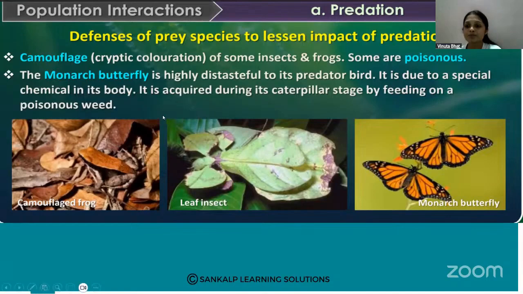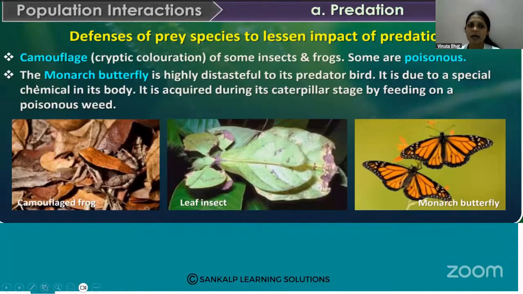For example, a frog which is present in a grassland, the body color of the frog, that is olive green color, so that protects the frog from some predators. So to protect themselves from predators, they mimic the grass color which is present around its environment. So we call that camouflage. So that we can see in insects and some frogs.